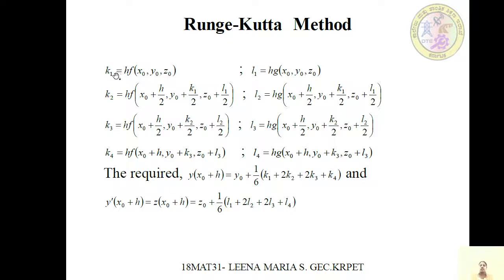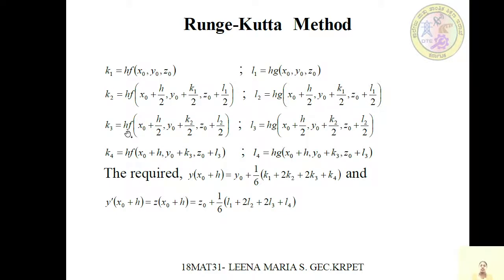The k1 formula is given as k1 is equal to h f of x naught, y naught, z naught. Similarly L1 is equal to h times the second function, that is g of x naught, y naught, z naught. K2 equals h f of x naught plus h by 2, y naught plus k1 by 2, z naught plus L1 by 2. L2 equals h g of x naught plus h by 2, y naught plus k1 by 2, z naught plus L1 by 2.